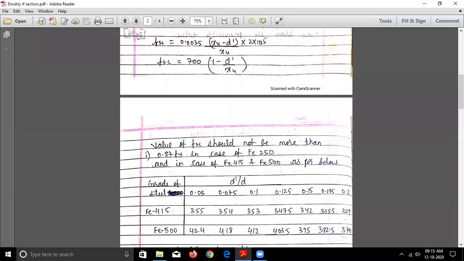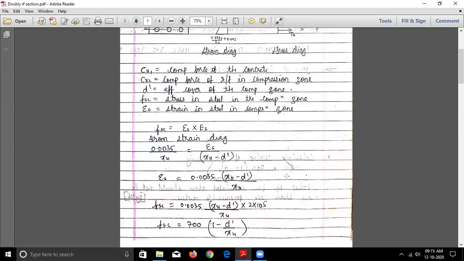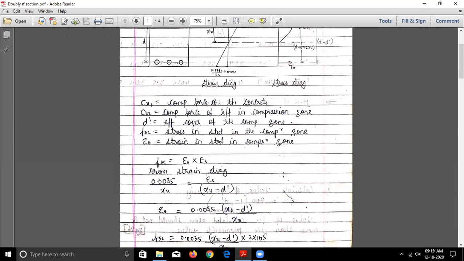And in case of Fe415, just one minute. Tell me the upper page, to take the screenshot. Sorry, first page, the upper page, tell me. Yes. I'll give time at the end, don't worry.